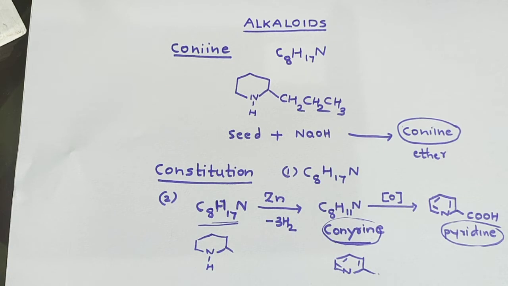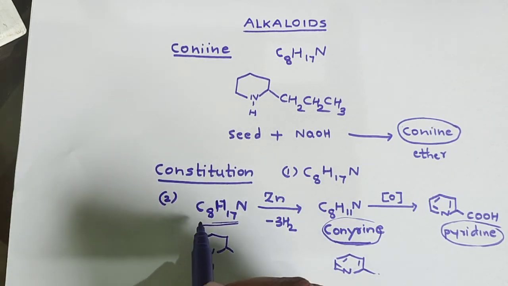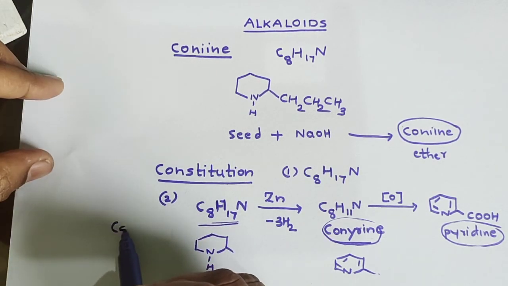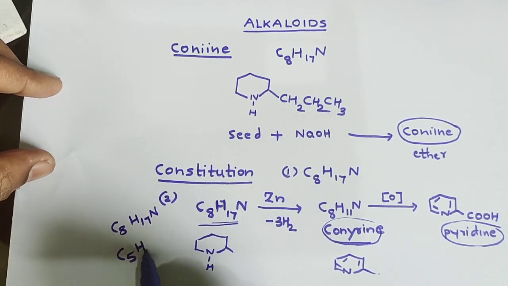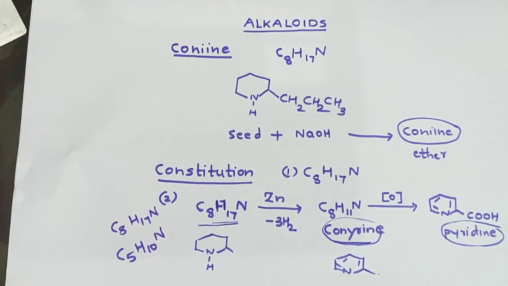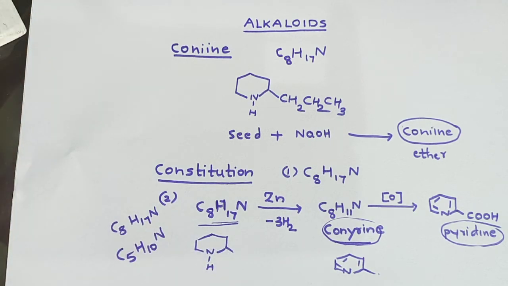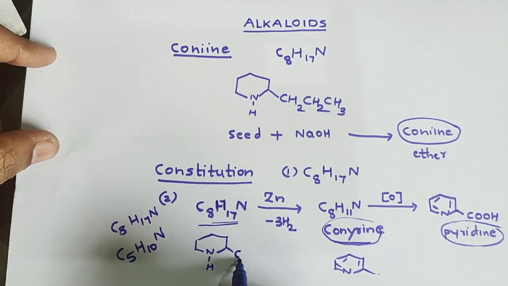Now, since the molecular formula of choline is C8H17N, and piperidine is C5H10N, that means the side chain should contain C3H7.